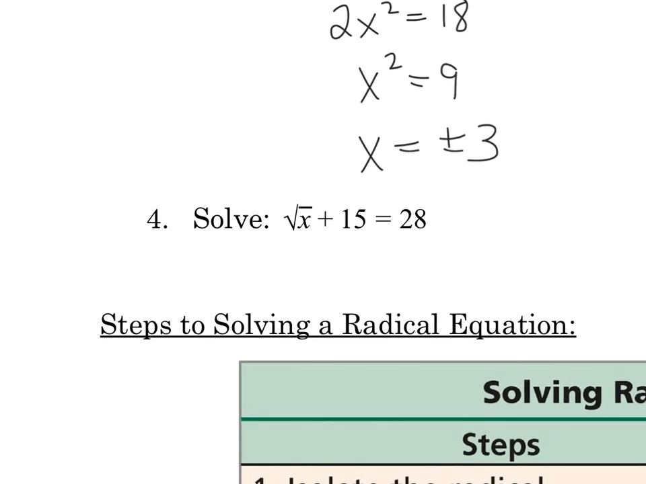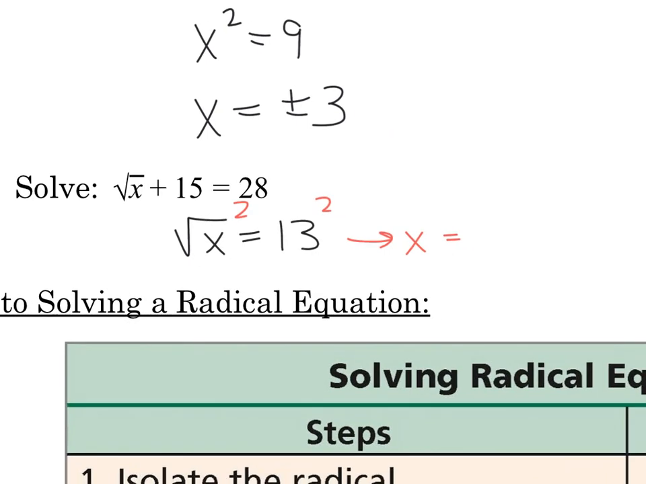Number 4 here. Well, we haven't really seen something like this before, but we can use what we know. The first thing I want to do is isolate that square root. So I get the square root of x equals 13. Well, if I want to undo a square root, it's really like I square both sides. So in this case, x must equal 13 squared, which is 169.